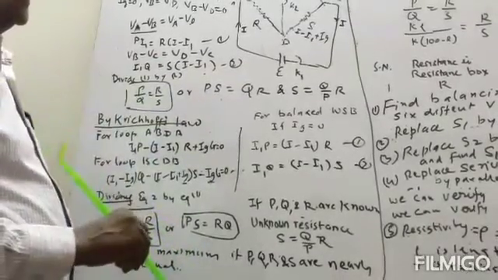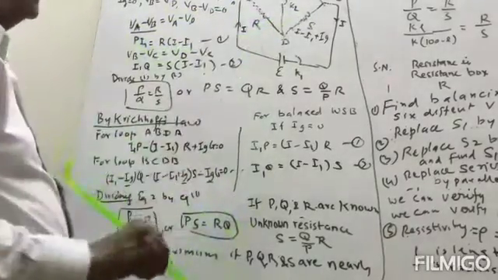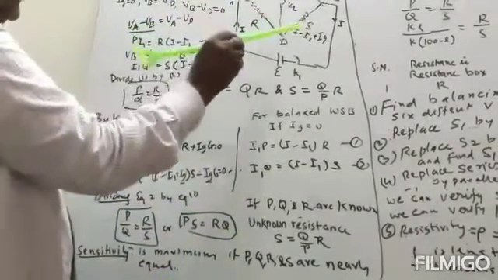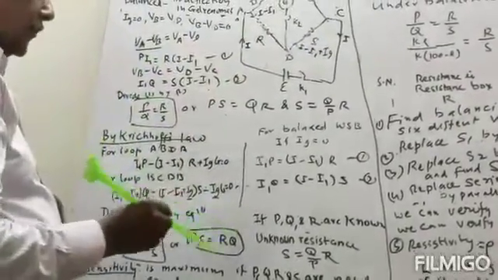So in the balance condition, either we can have P by Q is equal to R by S, or we can say that P into S will be equal to R into Q. So this is the condition for the balance condition.